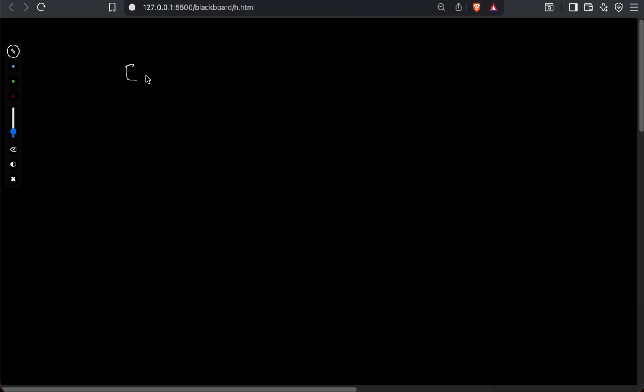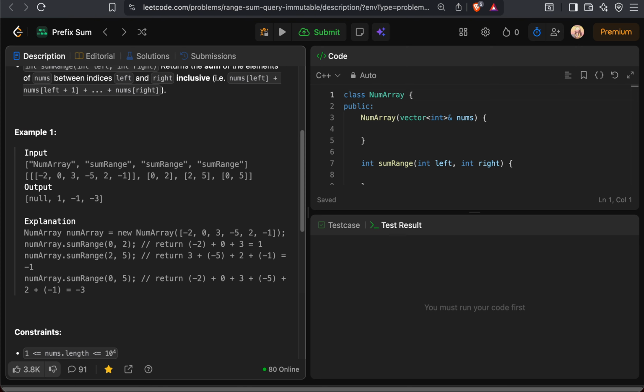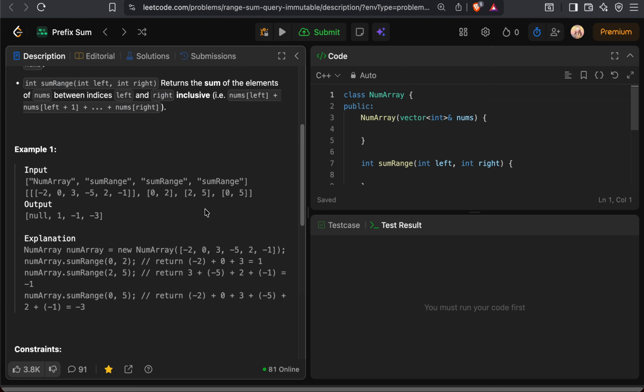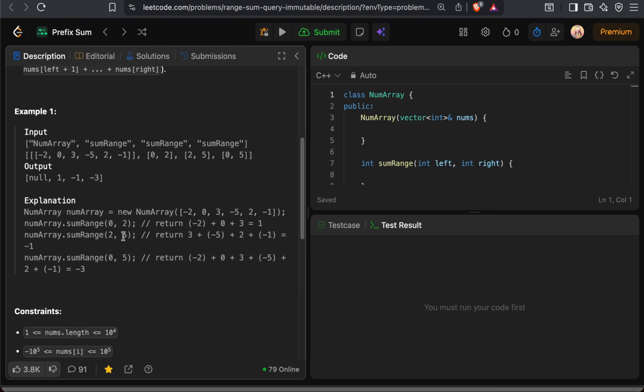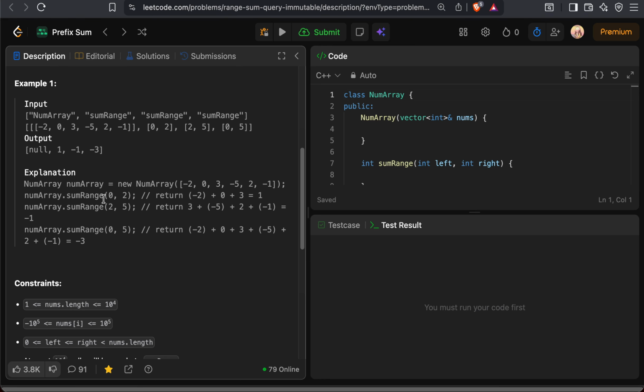nums array is -2, 0, 3, -5, 2, and -1. We will be asked many queries. Each query asks for some range i and j. What is the sum between index i and index j? Let me show you with an example.